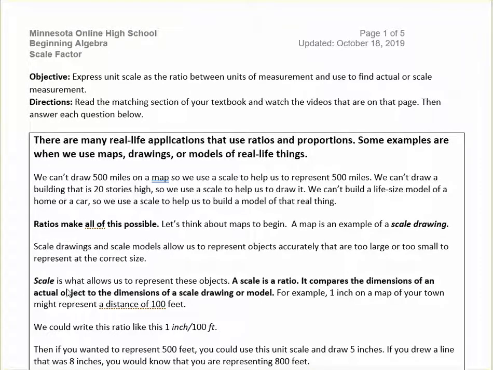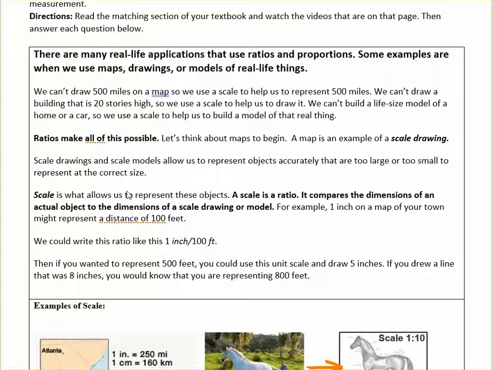In this video we're going to talk about scale and scale factor. So we'll be looking at special ratios between units of measurement. There's lots of times where we use ratios and proportions, and one of those times is maps or scale drawings or models of real life things.